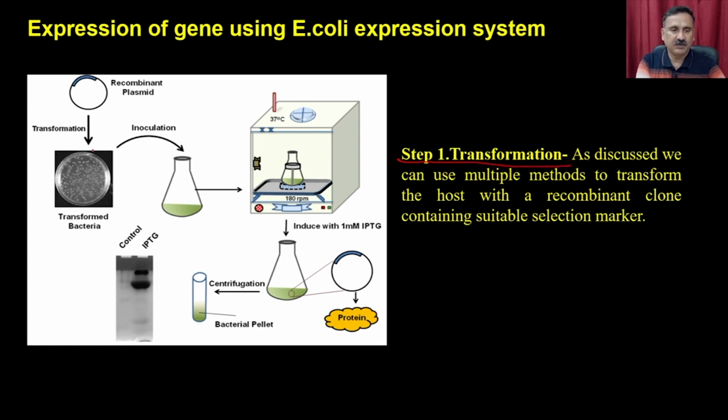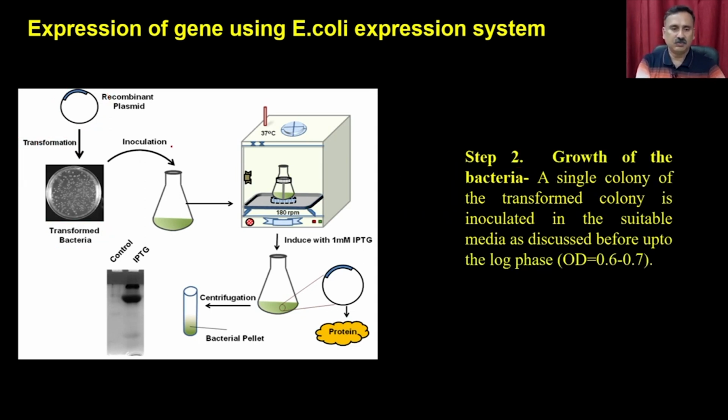You are going to take the recombinant plasmid and transform it into a suitable bacterial species or bacterial strain, and that's how you get the transformed bacteria. You can use multiple methods of transformation, such as the calcium chloride method or electroporation. Then that's step 2.